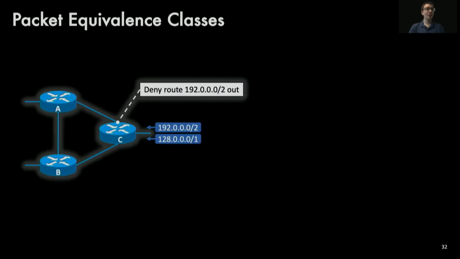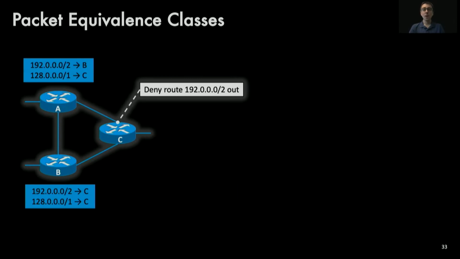For example, let's consider a segment of a network with 3 routers, one of which is configured with a route filter for the prefix 192/2. And we'll assume router C receives and propagates route advertisements for the prefixes 192/2 and 128/1, which overlaps with the former. Assuming the network uses standard shortest path routing, we'll end up with the following forwarding rules.